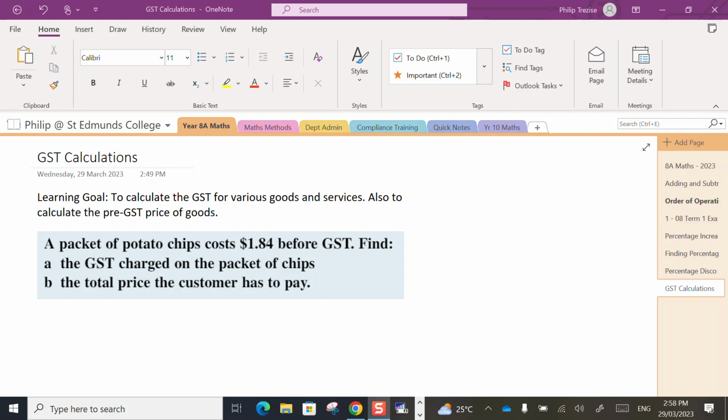Hi everyone. Today's lesson is about using percentages to calculate GST.